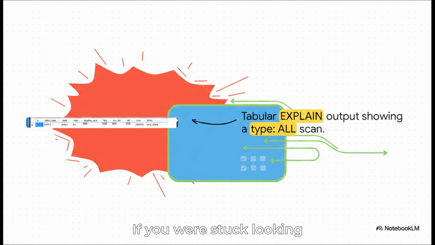If you were stuck looking at the raw tabular output, a full table scan shows up as type ALL, paired with a missing or null key. That type ALL is the exact bottleneck we need to clear out, so we can transition our operation to a healthy, efficient blue or green node.